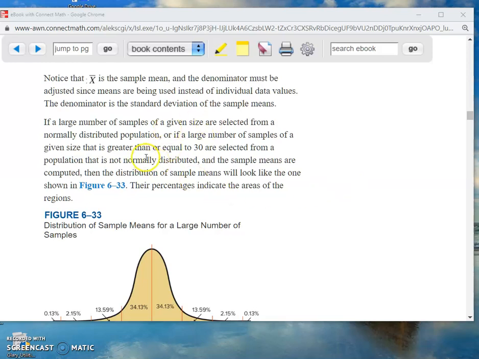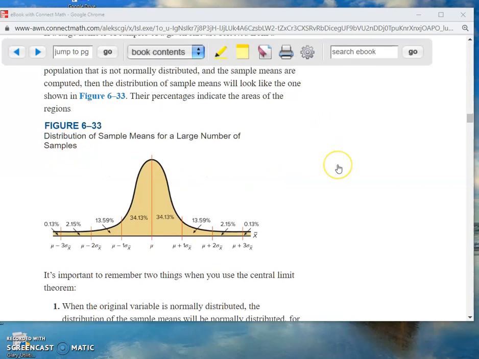Okay, now this is confusing here. If a large number of samples of a given size are selected from a normally distributed population, or if a large number of samples of a given size that is greater than or equal to 30 are selected from a population that is not normally distributed, and the sample means are computed, then the distribution of sample means will look like the one we see right here in 6-33. Okay?